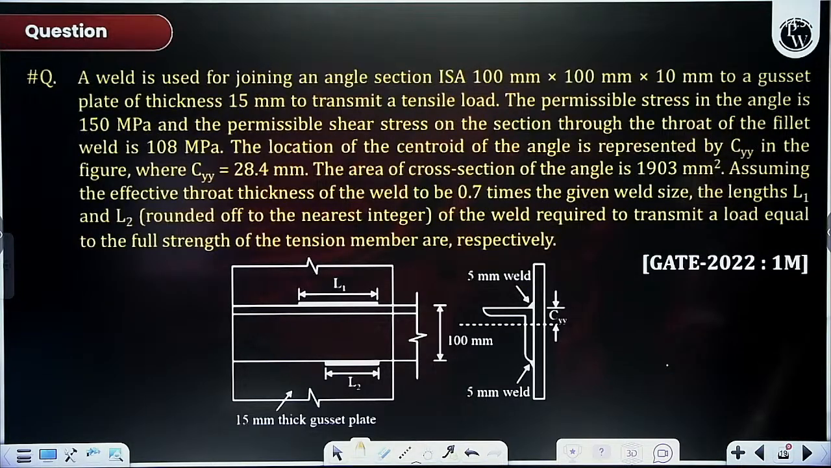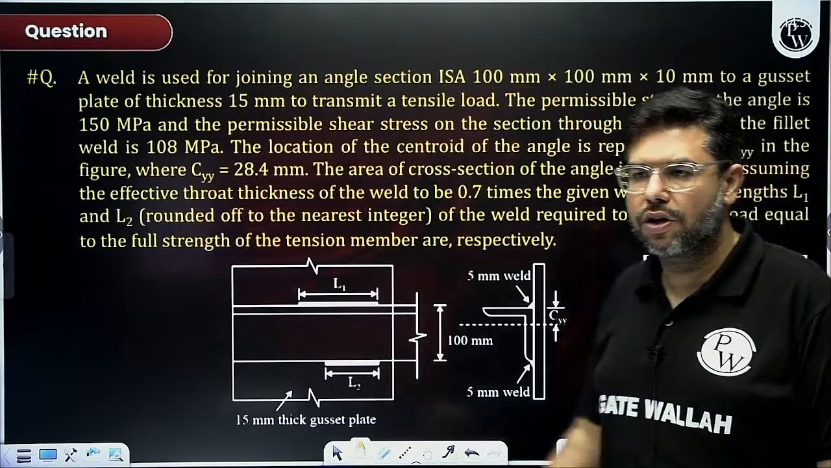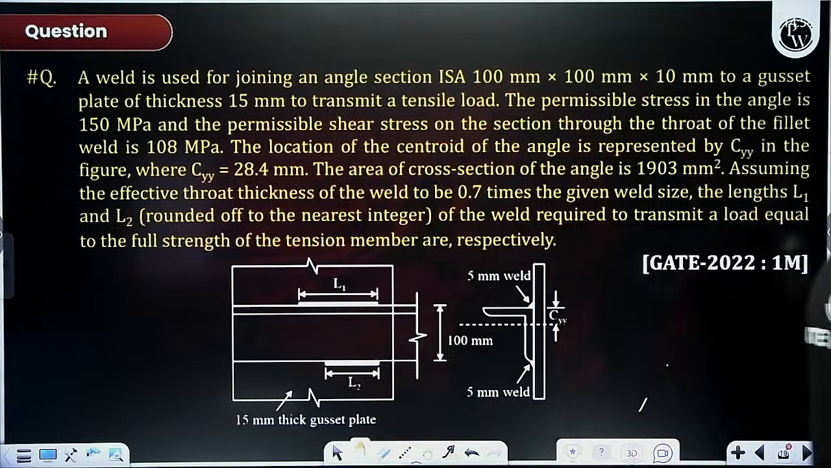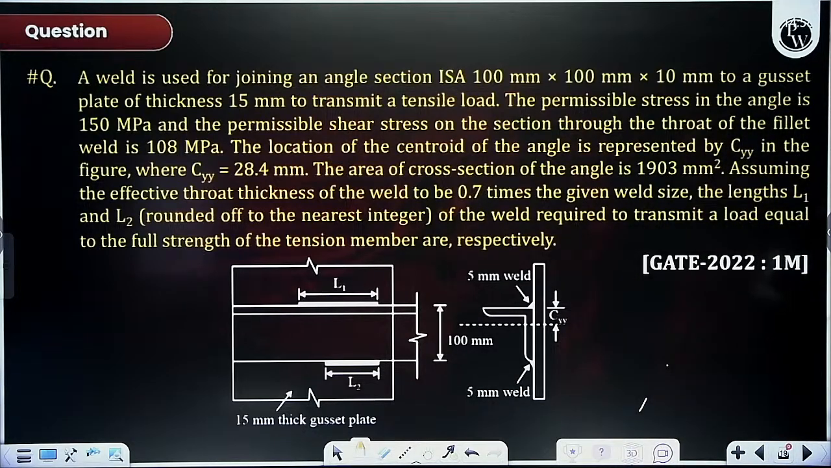Solve this one as well. A very beautiful question on welding. Please try to solve this. Make it fast, please. This will actually be a 2 marks question. Try to solve this question, please.